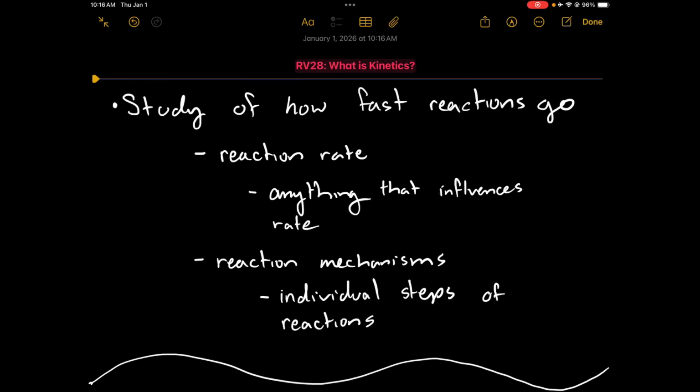What is kinetics? To put it broadly, the study of kinetics is the study of how fast a reaction can go. More specifically, when we look at kinetics, we're going to study the rate of reaction, which is how fast it goes, as well as anything that could influence that rate. In addition, when people study kinetics, they also study reaction mechanisms, or the individual steps of reactions. Another way to say reaction mechanisms would be the reaction pathway. So specifically, what's reacting with what, what atoms are breaking apart, what atoms are coming back together, etc.